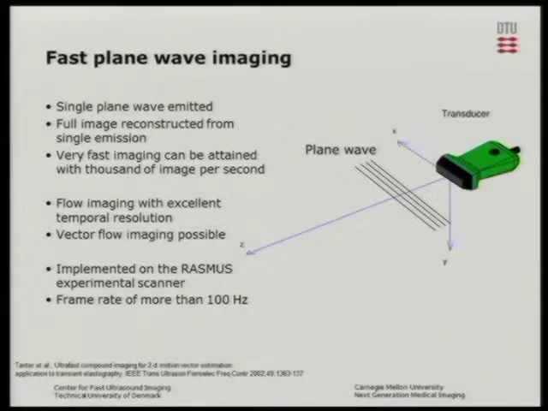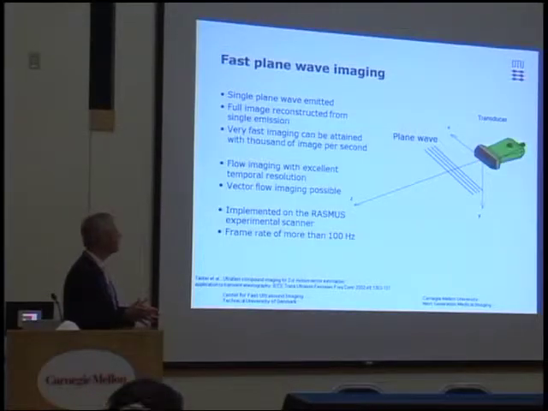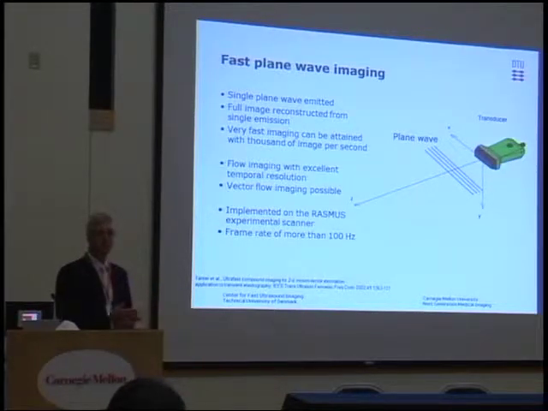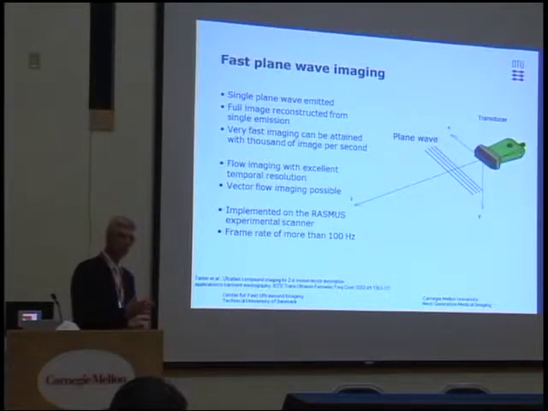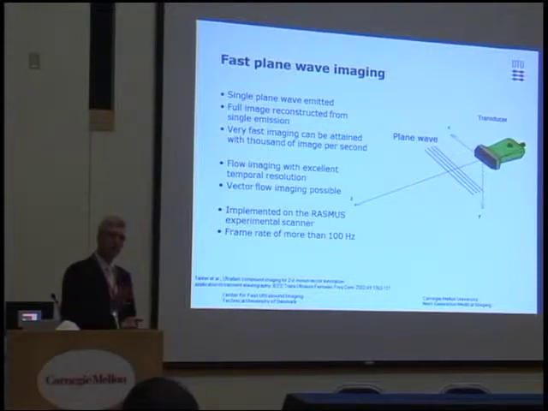Another thing that we've been working with has been the fast plane wave imaging. You can send out spherical waves, but you can also send out plane waves. What is done here is that we're sending out a plane wave that insonifies the whole region, and then we reconstruct the image from that plane wave. And the nice thing about it is that you get one image every time you send out one frame. So you get incredibly fast images. You can get 5,000 images a second.